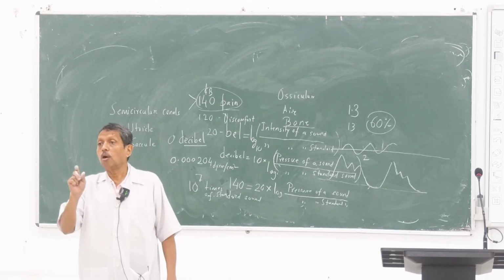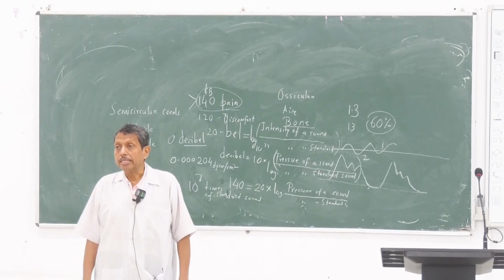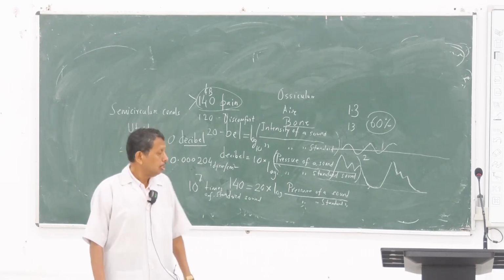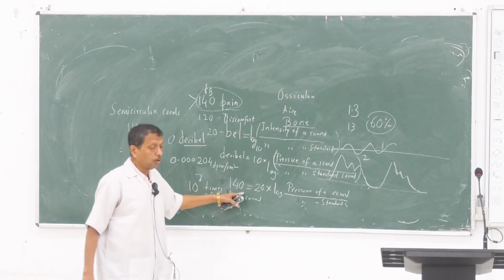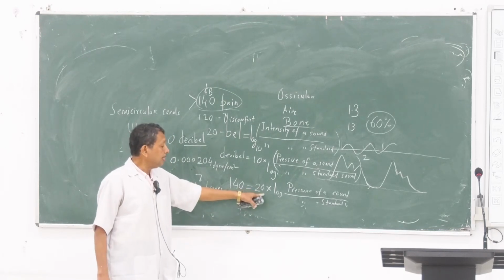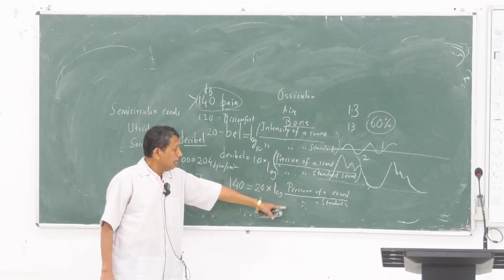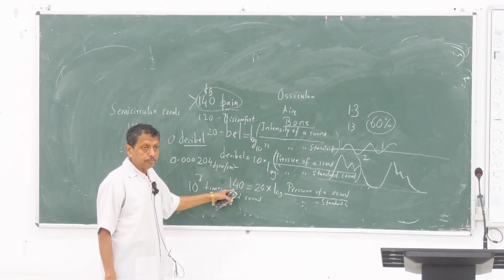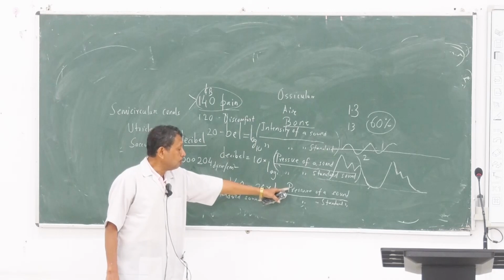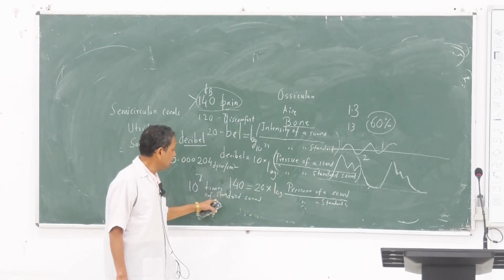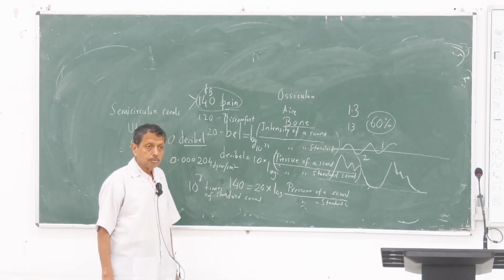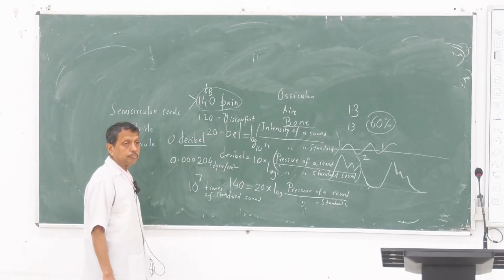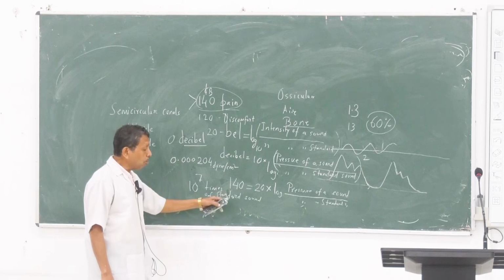And in that case, what should be the value? It is 10 to the power 7 times that of the standard. Suppose on the left side, if you take 140, it is equal to 20 log of the pressure of the sound divided by the pressure of the standard sound, and it becomes 7. So in that case, the pressure of the sound is 10 to the power 7 times that of the standard sound. So you can calculate also.